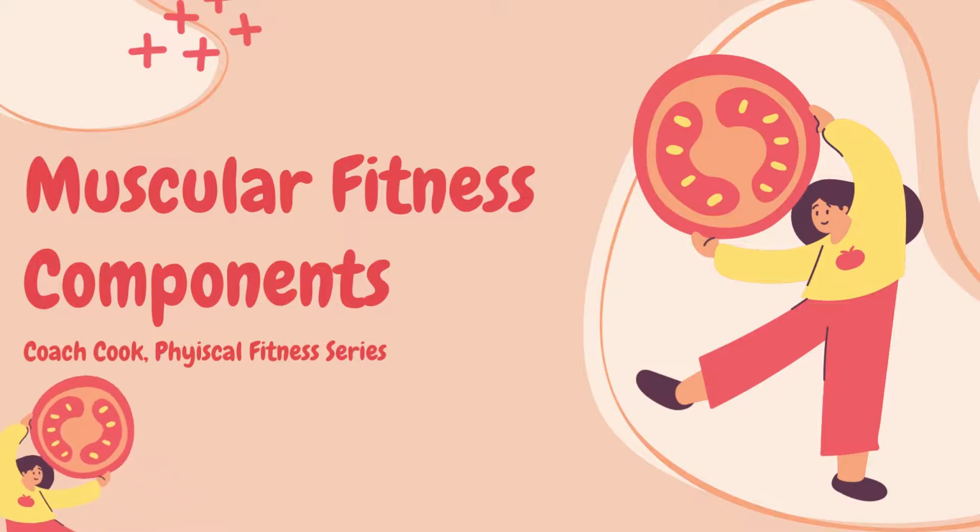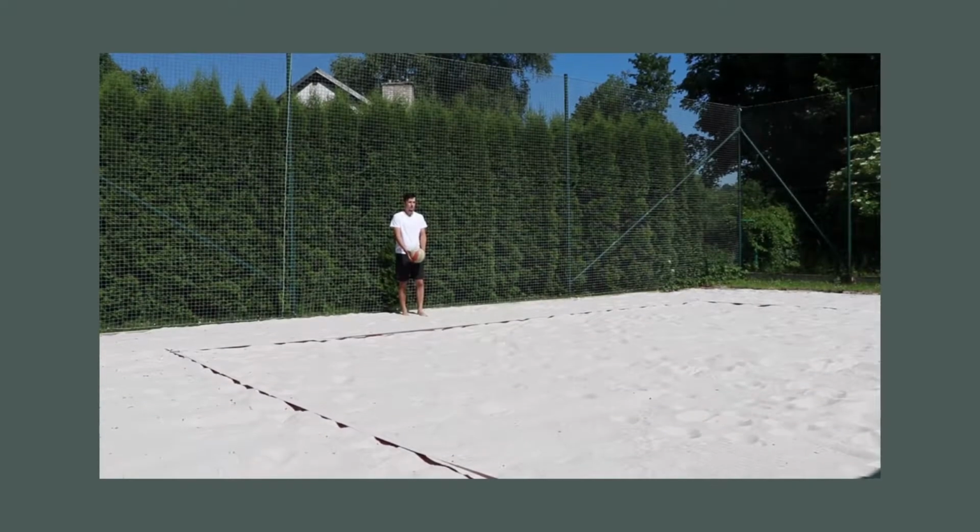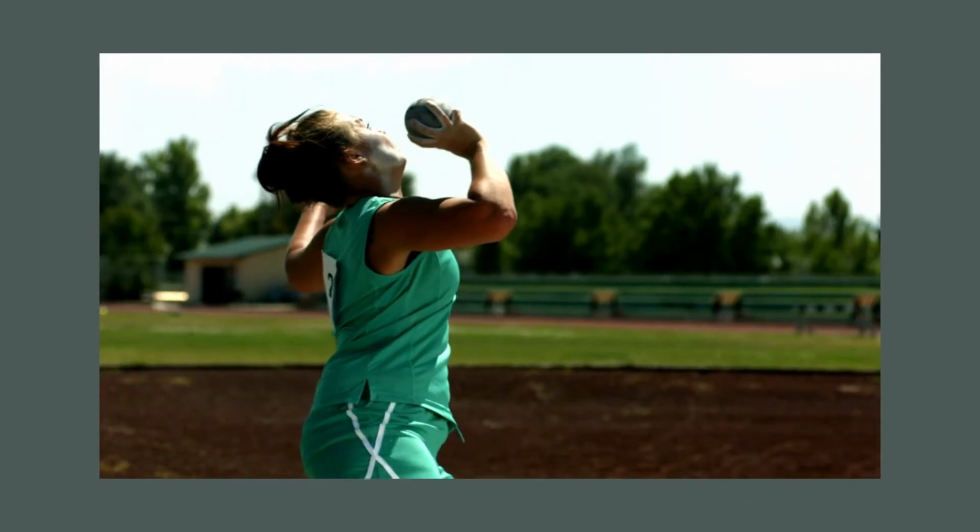My name is Coach Cook, and today we will be reviewing the different components that make up muscular fitness. First component that we have is strength. This is the force required to move an object. Now that object can be your body, or it can be something like a shot put or a basketball. The example that we have here is somebody shooting a basketball and they need strength to get that ball all the way from where they're standing to the hoop.